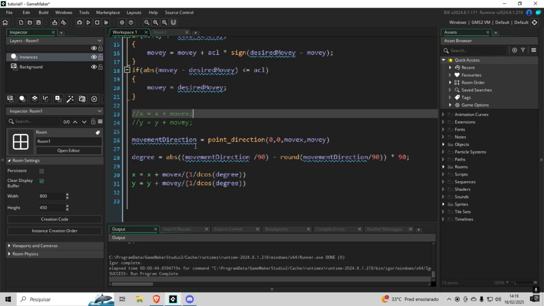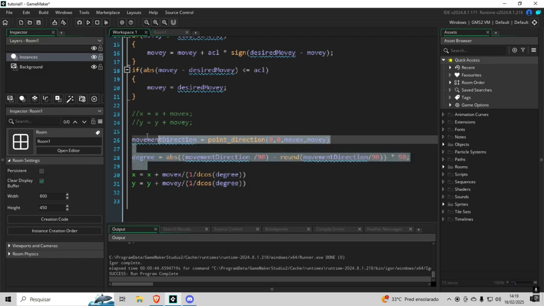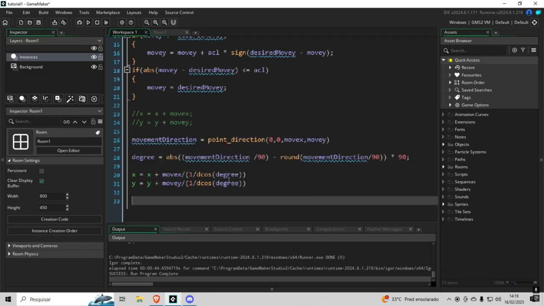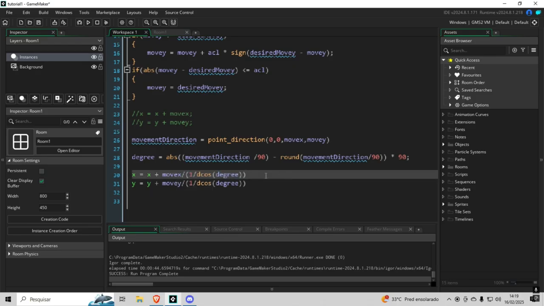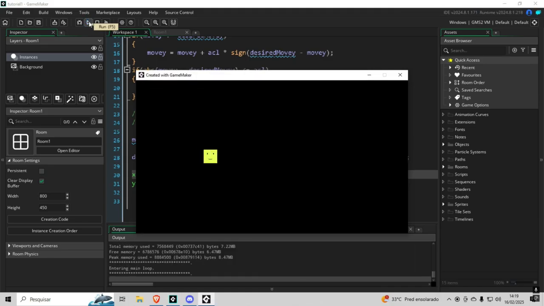Well, it just so happens that if you divide the player's movement by this thing, which is the secant of the variable degree, the variable degree I'm gonna explain later what it is, but if you divide the player's movement by that, it just so happens that the code is fixed, as you can see right here. Take a look. See, when I move up or down, the player speed diminishes.